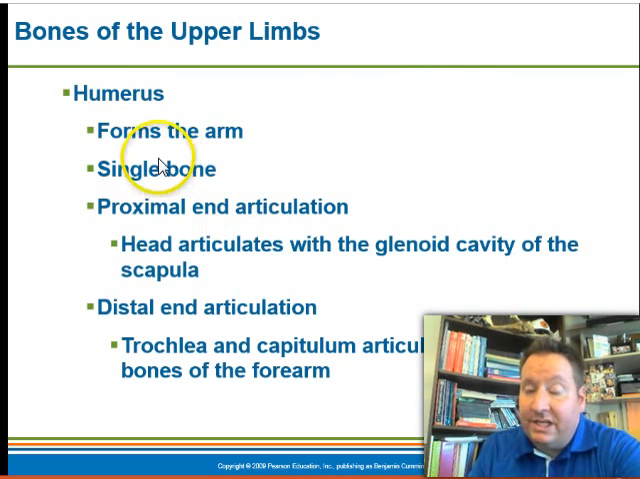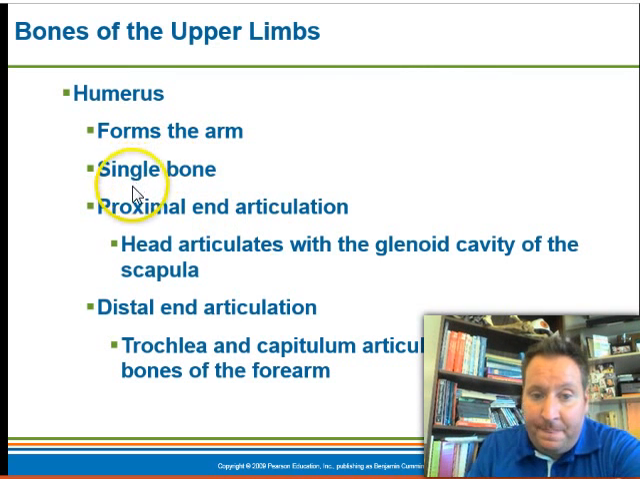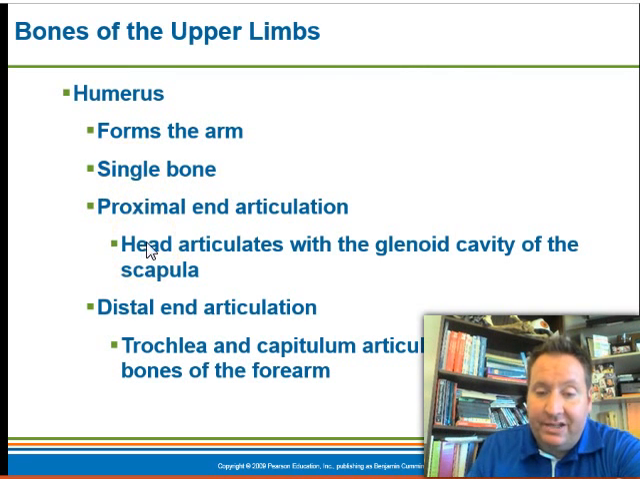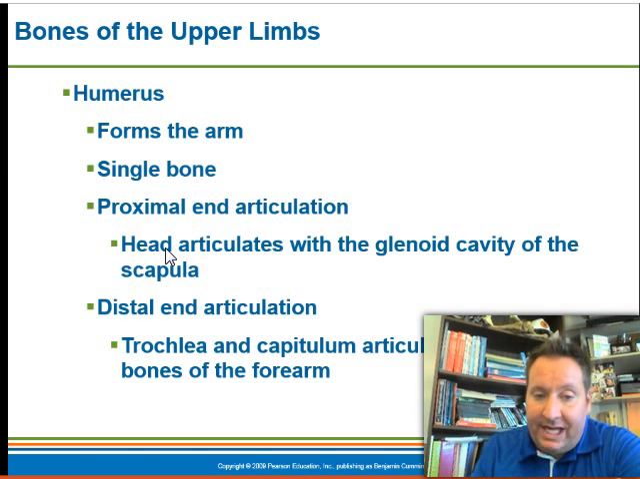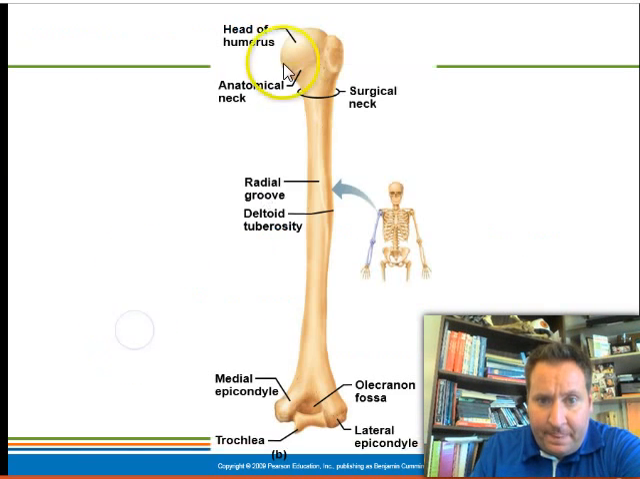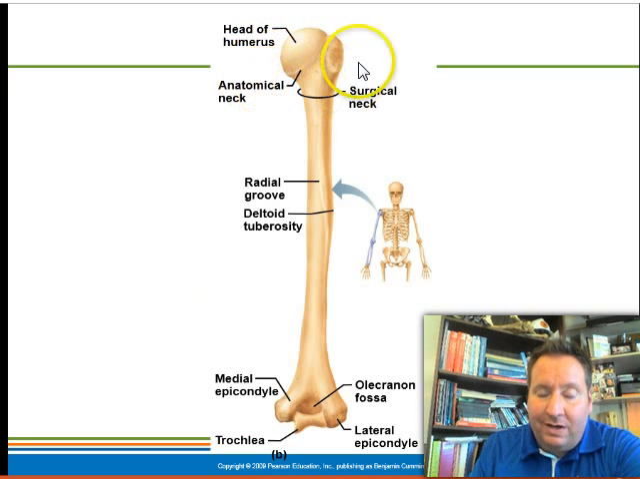You have your humerus. It's going to form the upper arm. It's a single bone. The head articulates with the glenoid cavity of the scapula. So that cavity in the scapula is called the glenoid cavity. I'll go through the anatomy of the bone a little bit later for you. But this is your humerus.